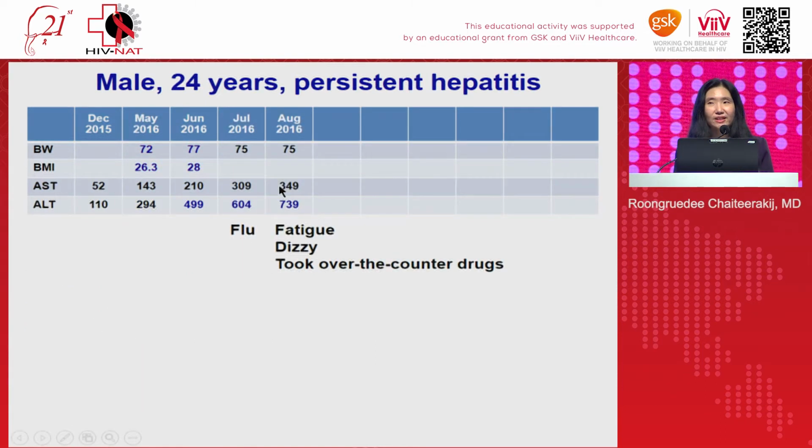He came back 2 months later. He said, "Well, doctor, in July I got sick with a high fever and was admitted, and the doctor diagnosed me with flu. I got many drugs during hospitalization. I was just discharged from the hospital and I didn't feel well, so I took some over-the-counter drugs because I had fatigue and dizziness." At that time, we thought that the elevation of ALT might come from the drugs that he took by himself.